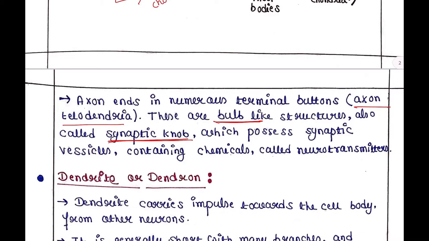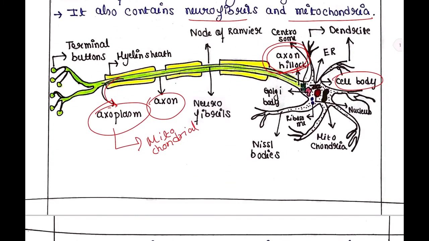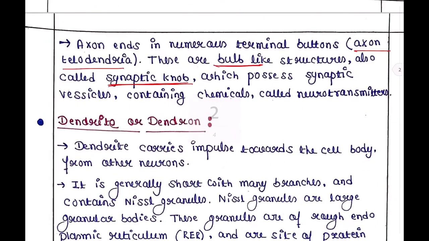So let's see it in this picture. These are the terminal buttons. These are also called as telodendria, axon telodendria. They are bulb-like structures and they are also called synaptic knob. And they possess some synaptic vesicles and those vesicles contain a particular chemical, that is neurotransmitters.